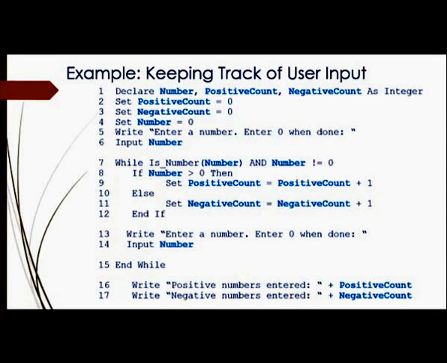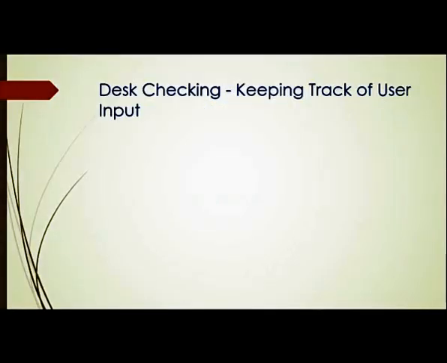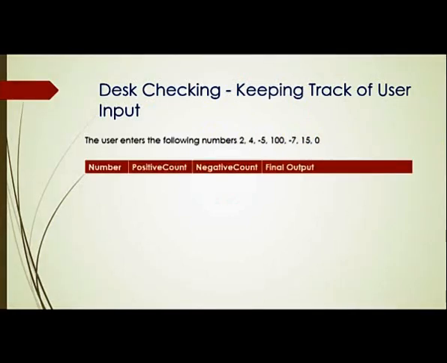So what I want you to do is desk checking on this example. When you do your desk checking, we're going to give you some input to use. We're going to assume that the user is going to input these 6 numbers, and they're going to enter in 0 as their sentinel value. You want to set up your table, and your table is going to start with the columns for each variable. We have a column for number, positive count, negative count, and final output. Take a couple moments to complete your desk checking, and then come back and start the video again, and we'll see how well you did.